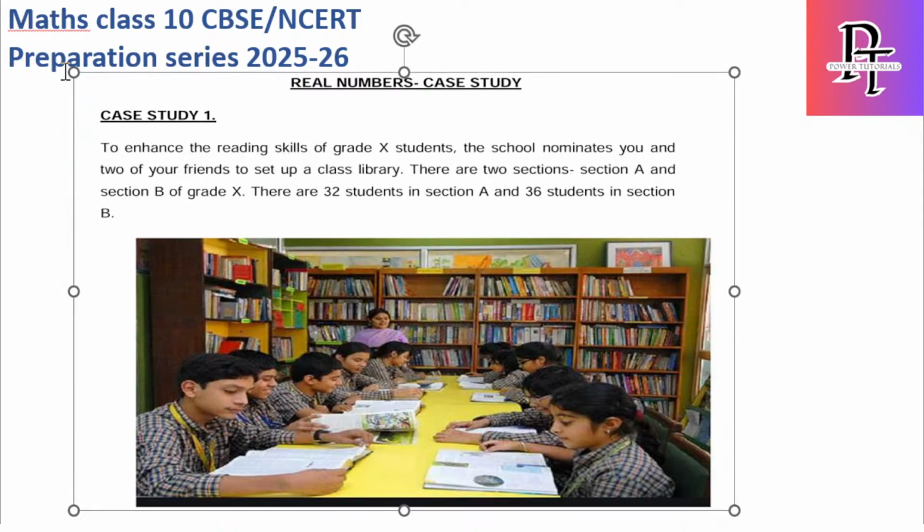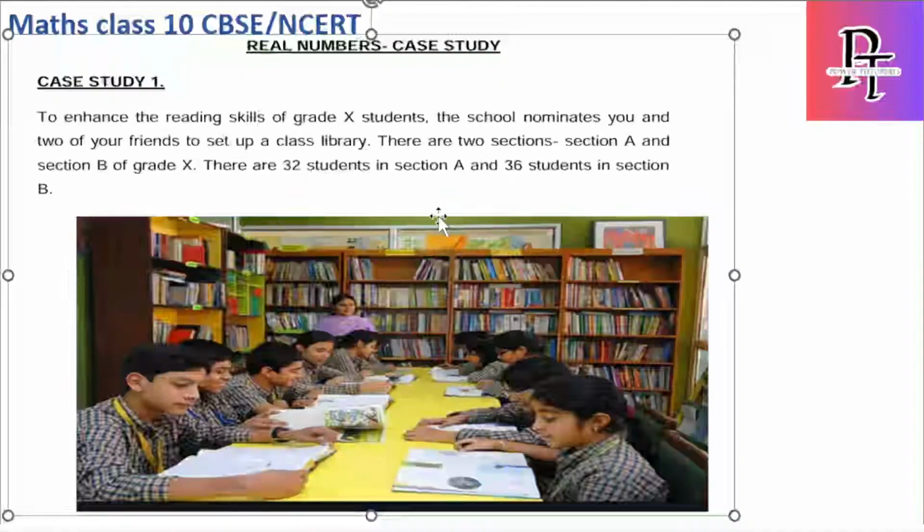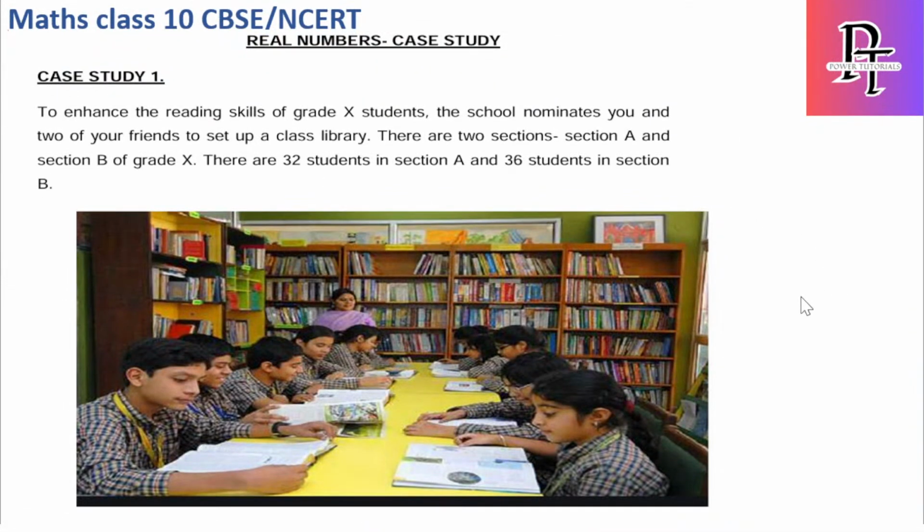I will try to expand this. Hope now it is better. To enhance the reading skills of grade 10 students, the school nominates you and 2 of your friends to set up a class library. There are 2 sections, section A and section B of grade 10th, and there are 32 students in section A and 36 students in section B. So this is the case study. Now let's see what the questions are asking.